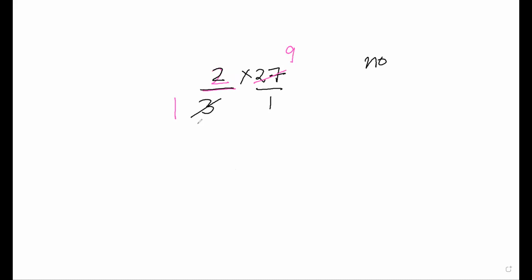3 times 1 is 3. 3 times 9 is 27. Now, what is there in the numerator? 2 times 9. What is there in the denominator? 1 times 1. So, what is your answer? My answer is 18. This is the easiest way to do.